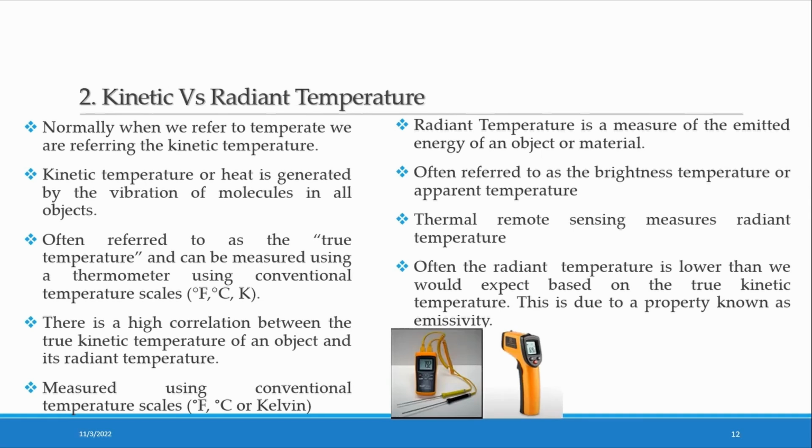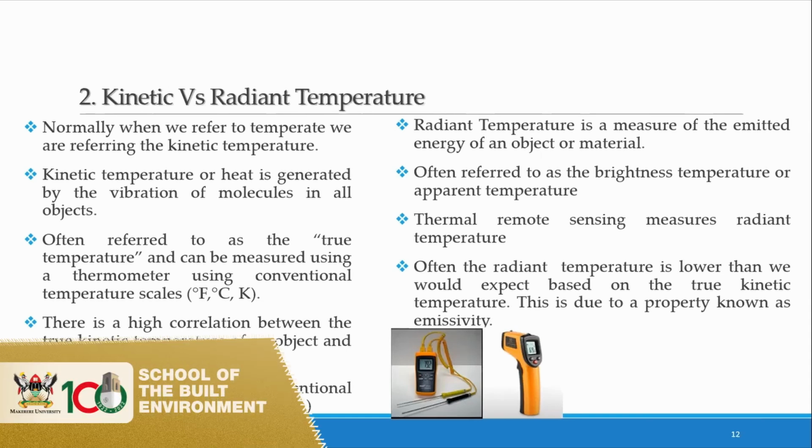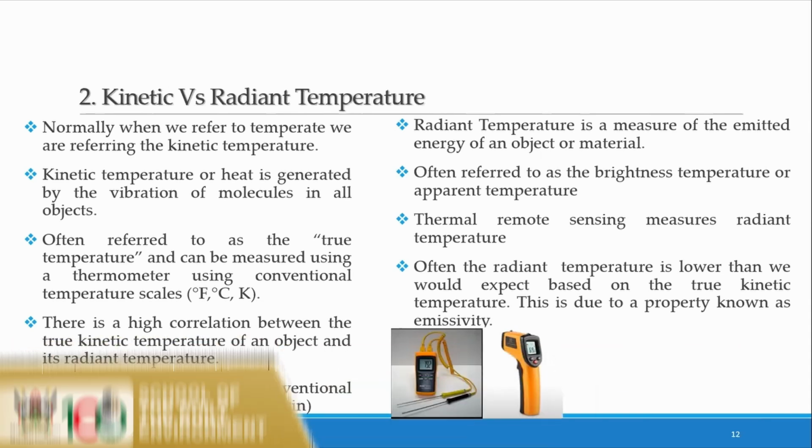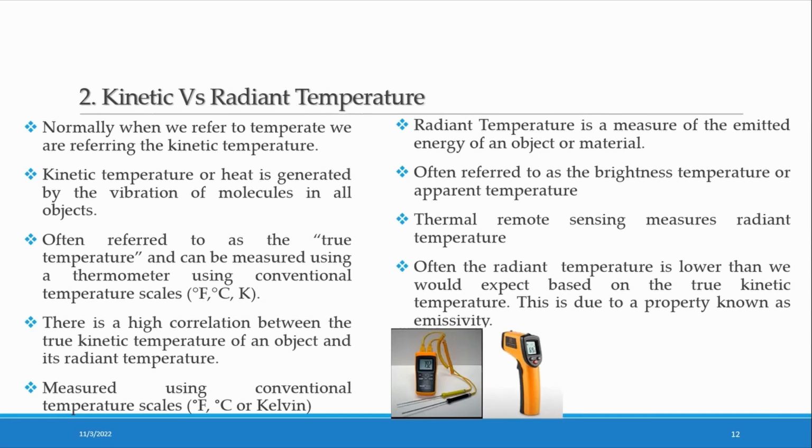When I talk of radiant temperature, I want you to know that this is the temperature that the sensor is going to give you, and kinetic temperature is the true body temperature, or the temperature of that surface. So these are the two things that you should put into consideration when you're doing thermal remote sensing. The first one, I repeat, is emissivity, and the second is kinetic temperature. These two determine the radiant temperature that will be measured by the sensor.